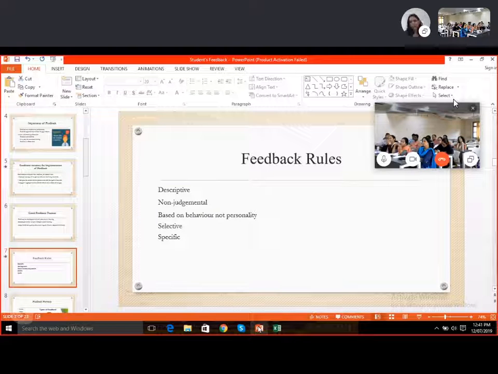It should be selective. Selective means, as I have shared one format with you, only those parameters that are necessary and required. That is selective. And it should be specific. Now it is necessary to have specific feedback.